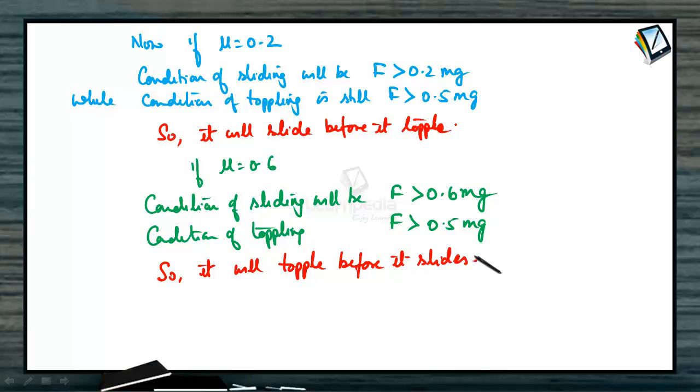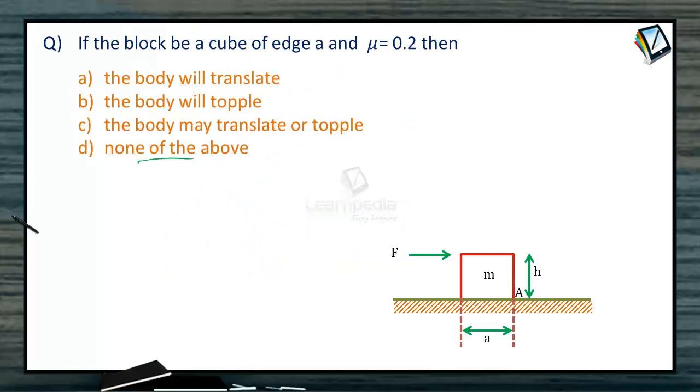So now let us look into what are the answers for the various questions we have seen. Question number 2. If the block be a cube of edge A and mu 0.2, then we know A is equal to h in this case. So the block will translate, block will topple, block may translate or topple, none of the above. So we got it, the block will first translate before toppling. So option A is correct, option B is wrong, C is wrong, D is wrong.